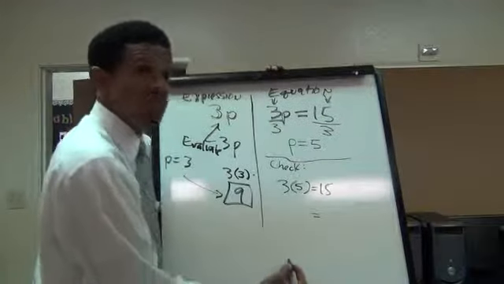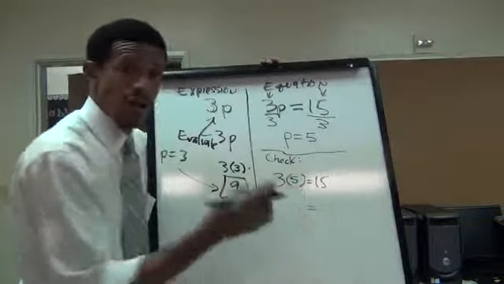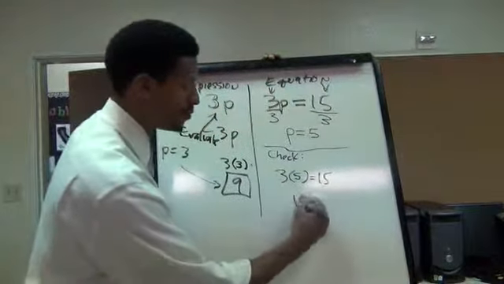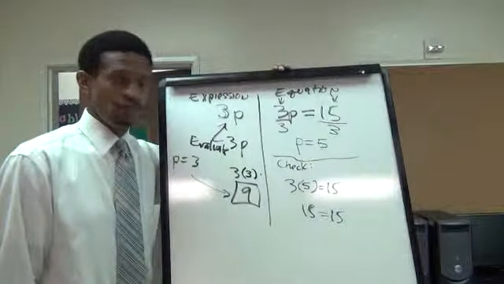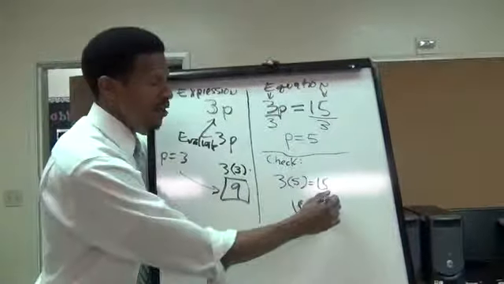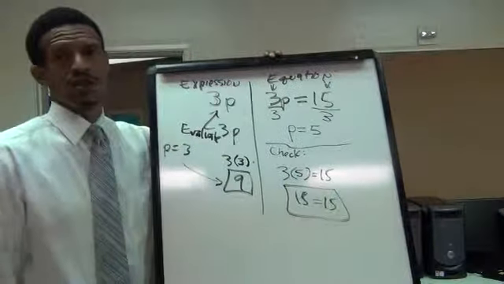So let's see if we're correct. Let's see if it stays true. The product of 3 and 5, Arya? 15. Is the equal sign true? Yes. 15 on the left, 15 on the right. Therefore, we know for sure that this equation is correct.